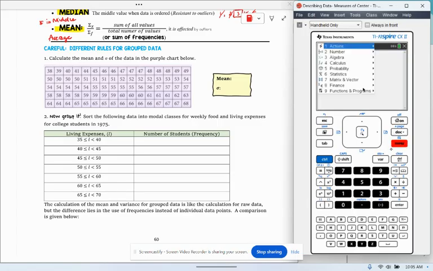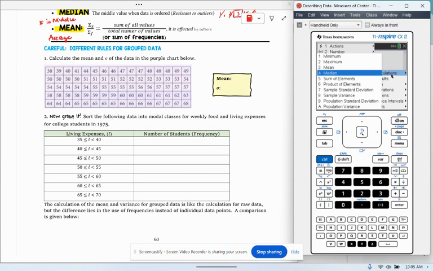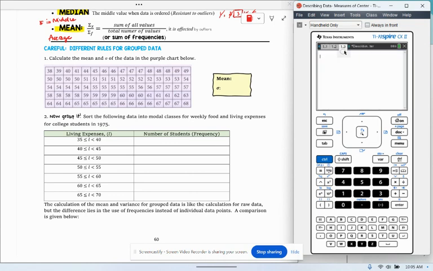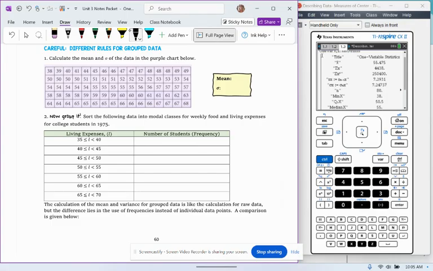Okay, so now that you have everything listed, I want you to add a calculator page, and we're going to go to menu, 6, 1 for stat calculations, 1 for one variable statistics. So we have our X list will be X, and we're going to hit OK. All right, so if we are looking for the mean, we're going to look for the x bar, this piece right here, and it is 55.475.